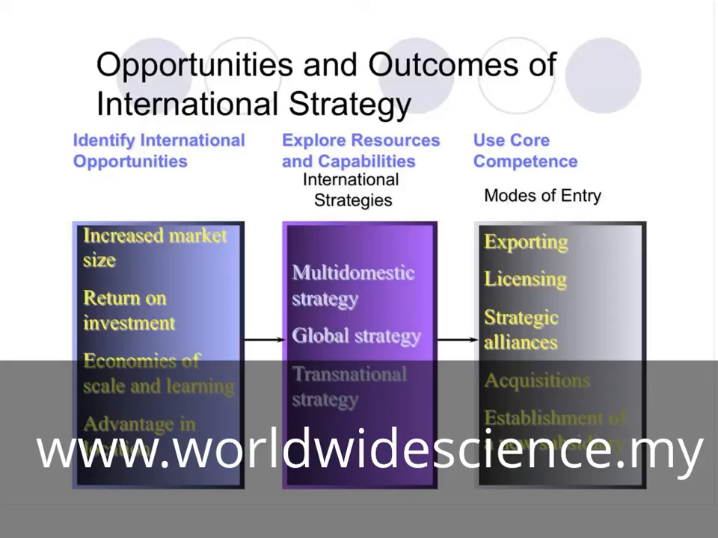Licensing is when you basically give licenses to some branches and stores that will do what you do, or you give them a license in order to be able to render the services that you do or sell the products that you are providing. And then strategic alliances. Sometimes you find certain companies in your destination country or market or region, and then you come up with a strategic alliance where you work together.